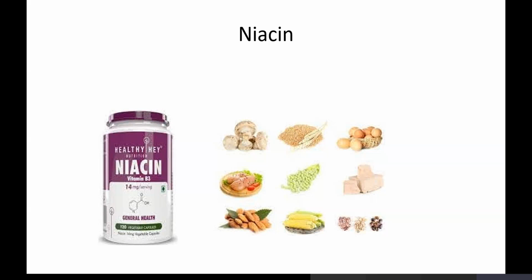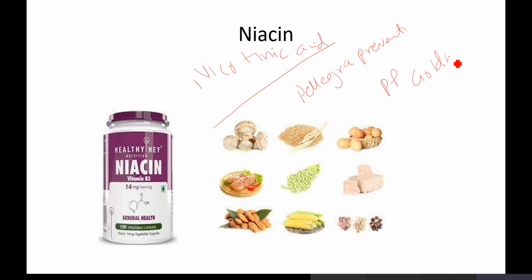The next vitamin in this series is niacin. It is also called nicotinic acid. Okay, this vitamin is also called nicotinic acid. Also, it is called the pellagra preventing vitamin, PP, pellagra preventive vitamin of Goldberg. Basically, Goldberg was a scientist who discovered it.